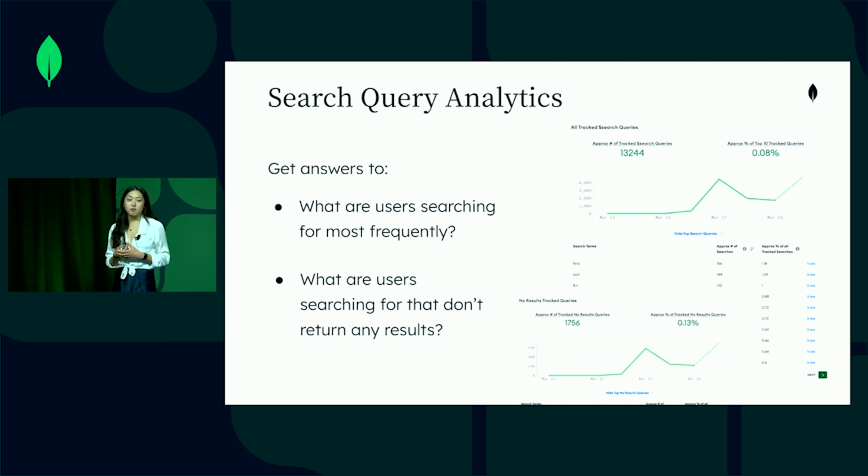I can also get the same information about the top queries that return no results. So there are about 1,700 queries that return no results, which thankfully, because that's a poor user experience, only accounts for about 0.1% of all searches. I'll also be able to see the search terms that resulted in no results.